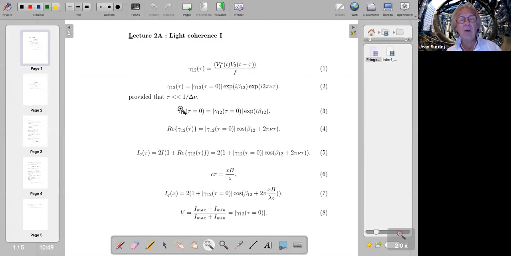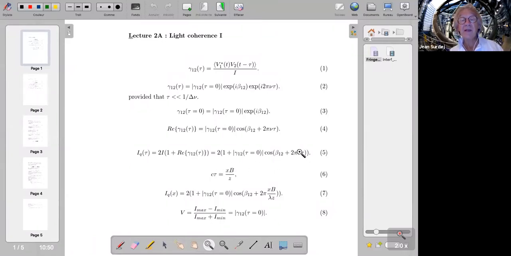Now, if I particularize this expression for tau equals 0, from equation 2 you get equation 3, because this one is equal to 1. Now, if you take the real part of equation 2, you obtain the module of this, and the real part of the product of these two complex exponentials is just a cosine. And I remind you that the distribution of the light intensity on the screen when you have the two holes working in quasi-monochromatic light was given by this expression, and this is the final result.